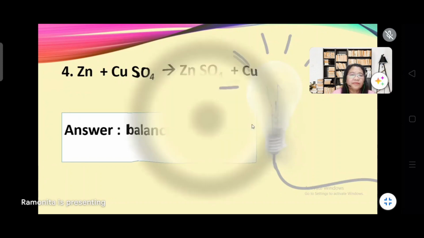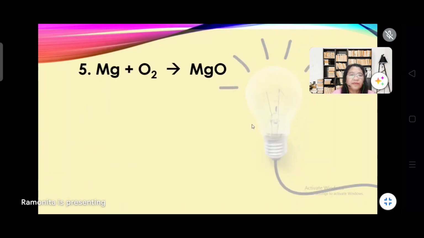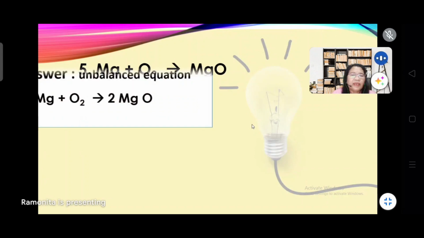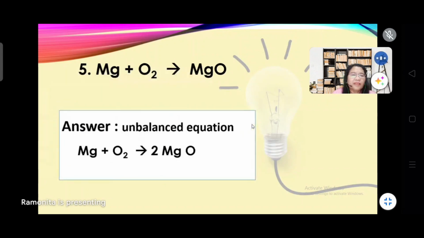Next, we have here sodium combines with oxygen gas produce magnesium oxide. Balanced or unbalanced? Okay, very good. The answer is unbalanced equation. And the correct balanced equation is: you have here the magnesium plus oxygen gas produce 2 moles of magnesium oxide.